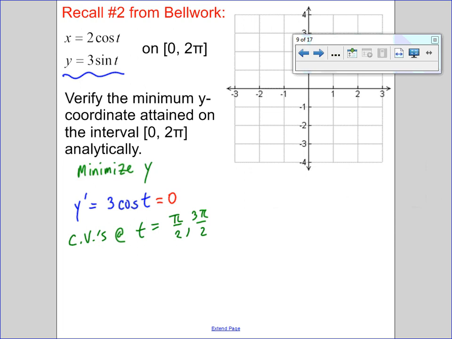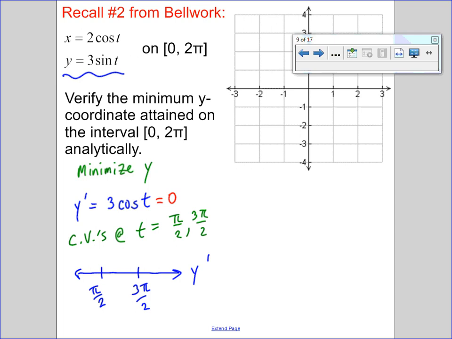I also want to do the number line just so we can practice and verify another method, in case we didn't. So I'll go ahead and make a what? Yes, you guessed it, a y prime number line with my critical values on the interval, pi over 2, 3 pi over 2, and from back in the day, a good old sign test. We'll choose values of t on each of these subintervals and plug them into y prime and see what sign y prime takes on. That'll let me know if my y coordinates are increasing or decreasing.